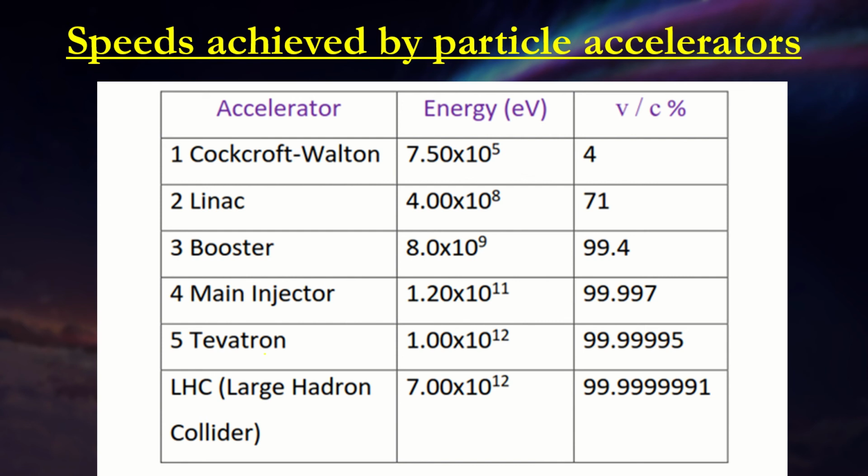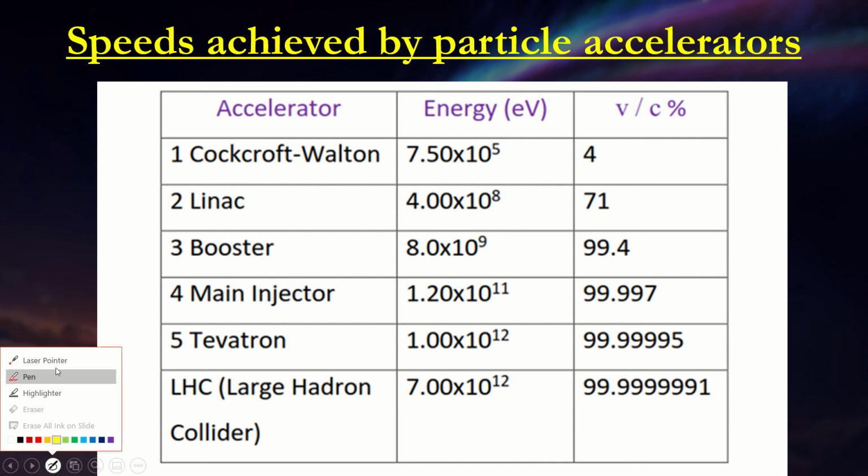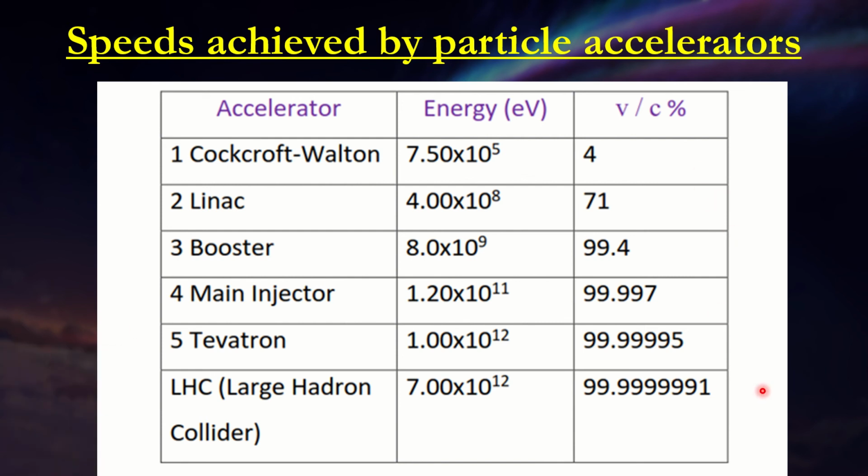So this actually gives you a nice little chart of the different types of speeds we can reach. The Large Hadron Collider, the LHC, can reach 99.9999991% of the speed of light. So that's the closest thing we have in terms of the speed of light.